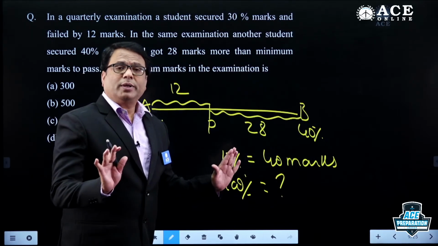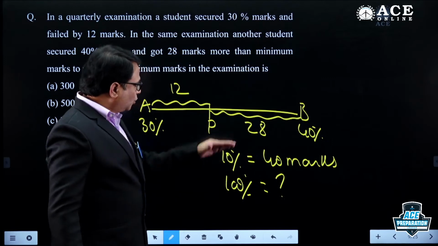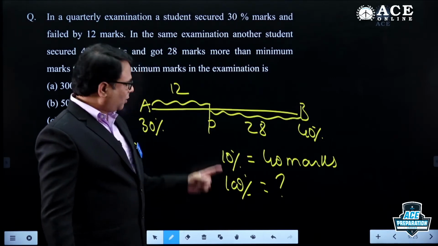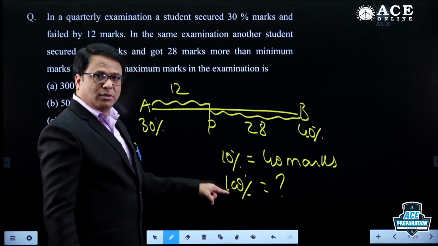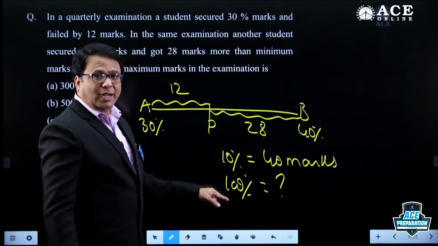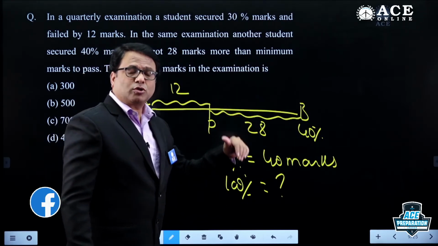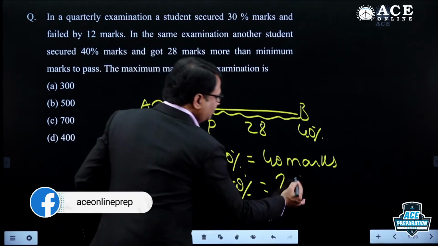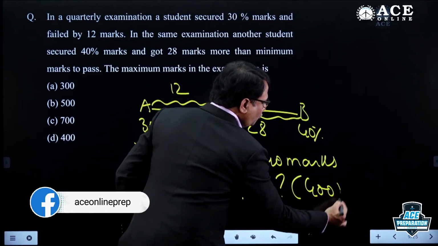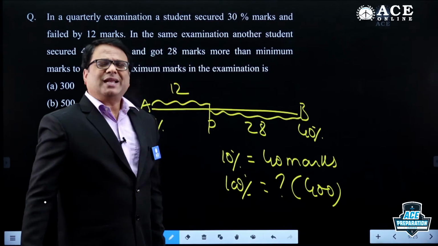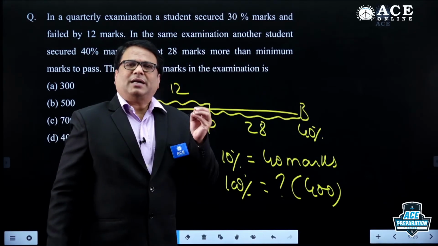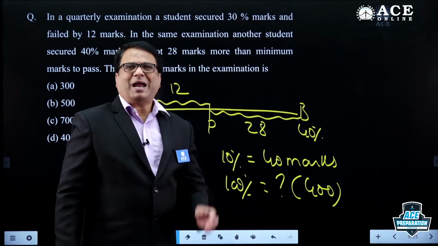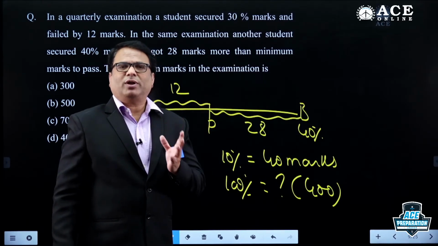Now, no need to do any calculations here. You can do the vertical comparison. Now, this is becoming 10 times. When the left side becomes 10 times, automatically the right side will also become 10 times, and 10 times of 40 is 400. Then I can say the exam is conducted for 400 marks. That is, the maximum marks in the exam is 400.